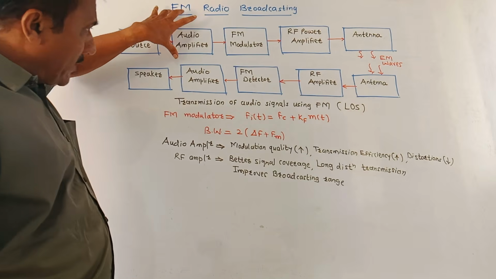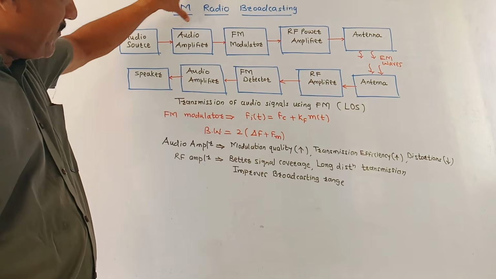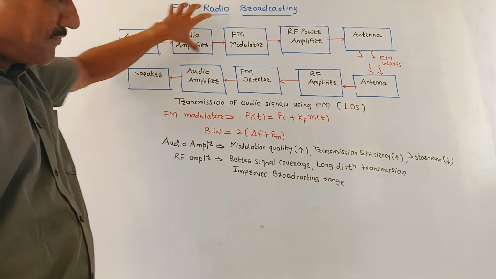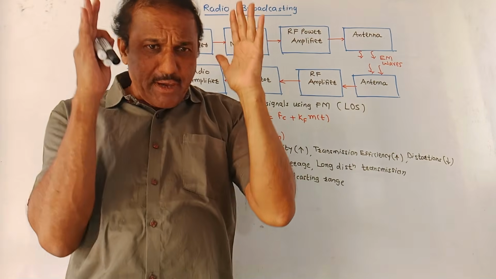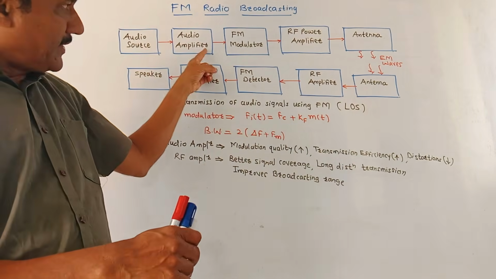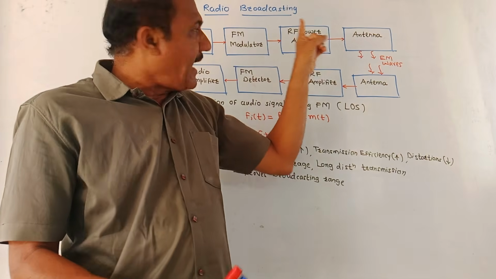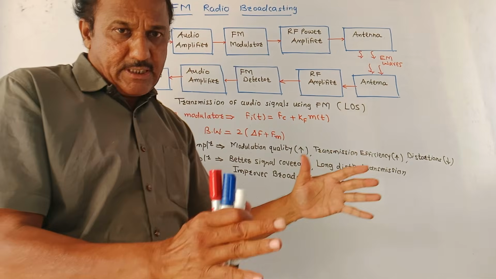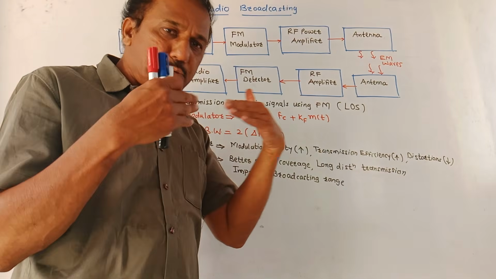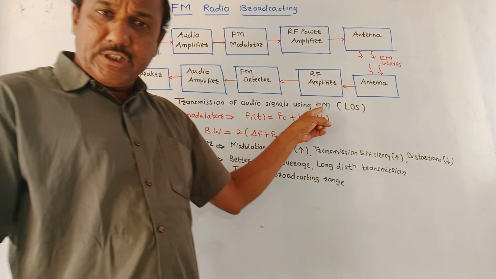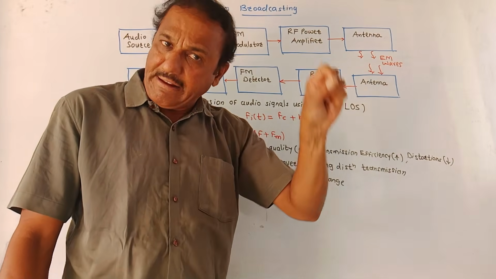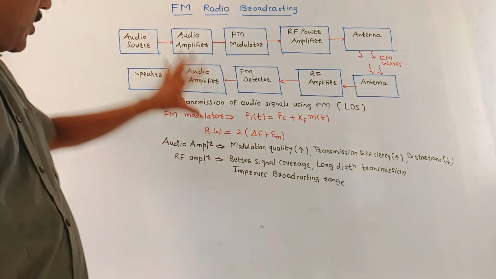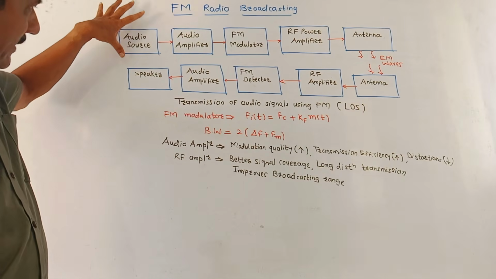Now, this is the block diagram of FM radio broadcasting. The upper portion is the block diagram of the transmitter section. The major blocks are audio amplifier, FM modulator and RF power amplifier. Basically, this type of system is used for the transmission of audio signals using frequency modulation technique, and it is line of sight propagation. Now let us discuss the block diagram in detail.